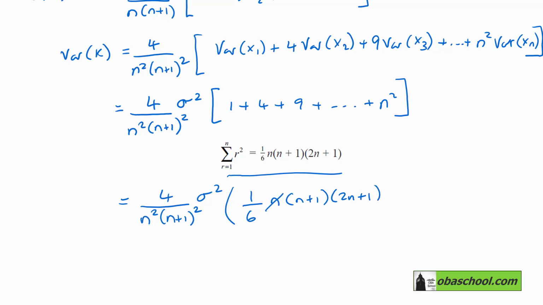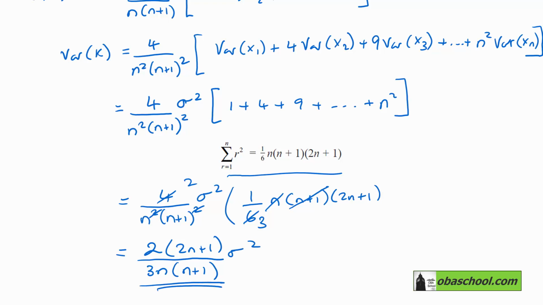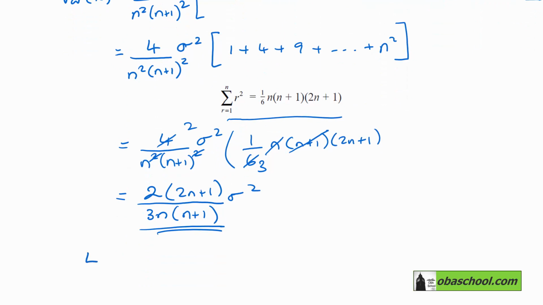So an n will cancel here. An n plus 1 will cancel here. And the 4 and the 6 can simplify. And so what we get is 2 times 2n plus 1 over 3n, n plus 1, sigma squared. Now we'll do the same thing with the L. It's a little more straightforward. So our L is, well, let's just go straight to var L.